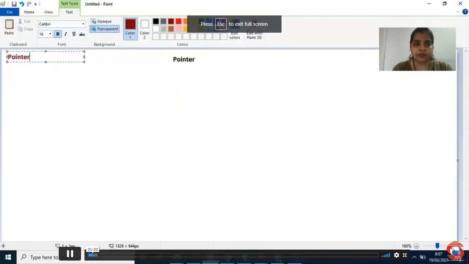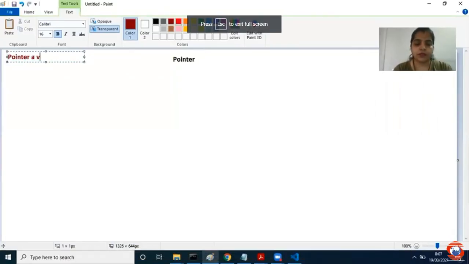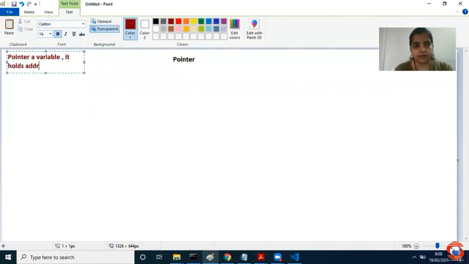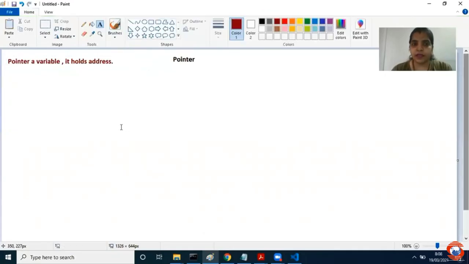So when I'm talking about a pointer, you have to remember a pointer is a normal variable only, but it holds an address. This is the main meaning of a pointer. It always holds the address, right? Your pointer does not store the value directly. It can point to some value, that is why it is called a pointer. So when I say pointer, it holds the address.